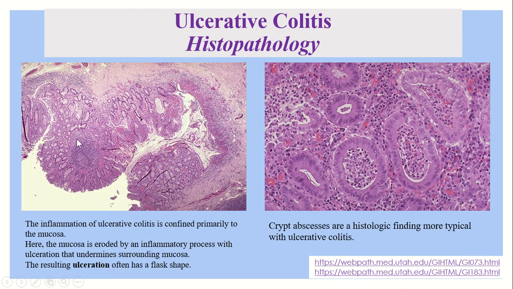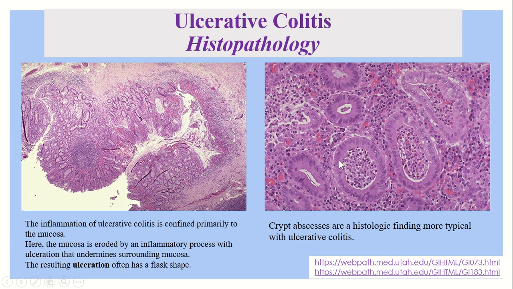And histopathologically, the inflammation of ulcerative colitis is confined primarily to the mucosa. For example, later we'll discuss Crohn disease, that Crohn disease affects all of the layers of the large intestine. But in ulcerative colitis, as we said, the inflammation is limited only to the mucosa. And the mucosa here, you see, is eroded by the inflammatory process with ulceration. Here you also see that it undermines the surrounding mucosa. And the result of the ulceration often has a flask shape. You see here.